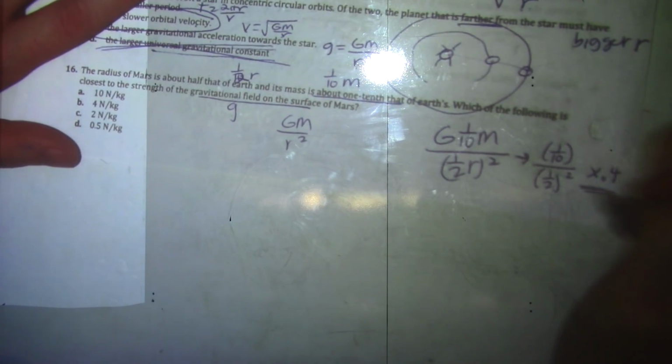Now that is not the answer, right? That's how many times smaller the acceleration or the gravitational field strength on Mars is compared to Earth's. And we know Earth's, right? It's 0.4 times Earth's, which is just 10, so then on Mars it is 4.